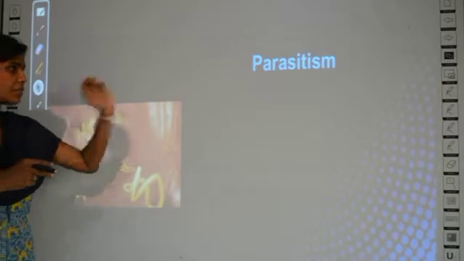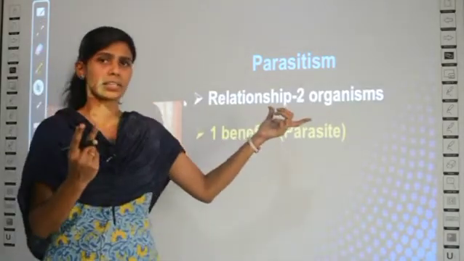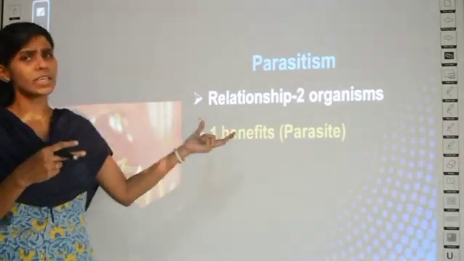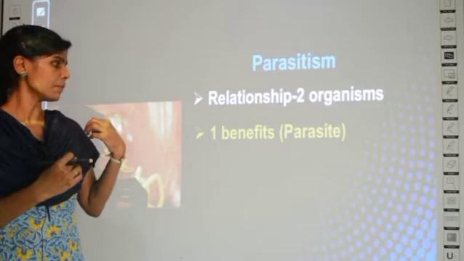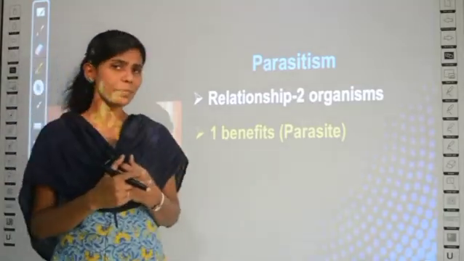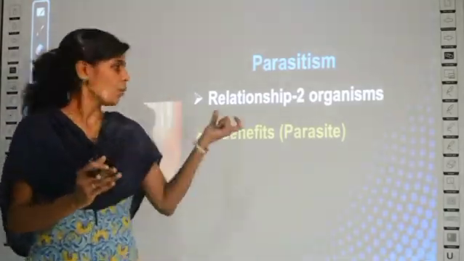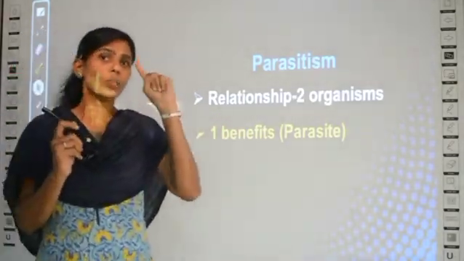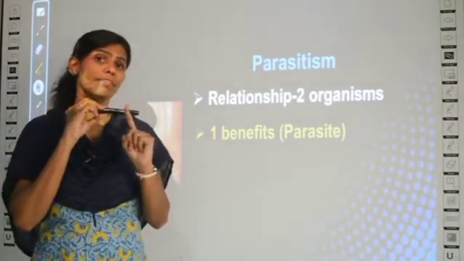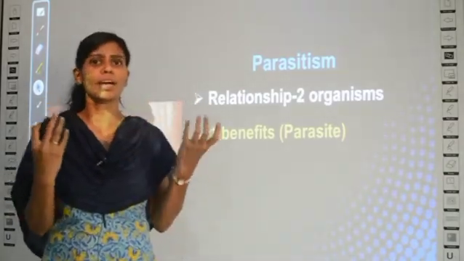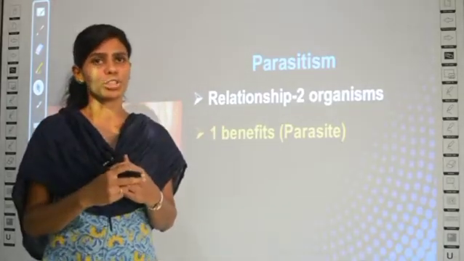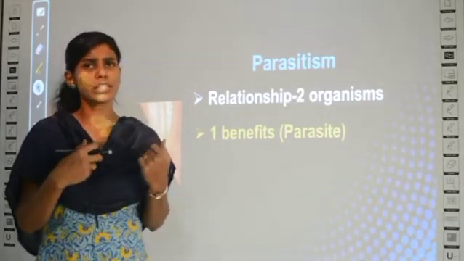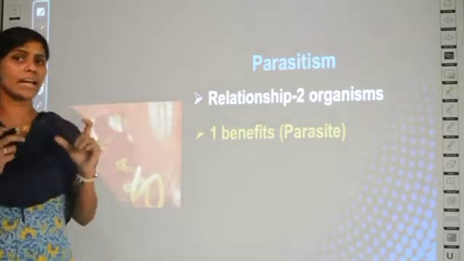What is parasitism? It is again a relationship between two organisms. Symbiosis also is a relationship between two organisms. Similarly, parasitism is also a relationship between two organisms. But in this relationship, one benefits. There are two organisms involved, and one organism out of the two will be benefited. Benefited means it will get some advantage. It is positive from this relationship. It benefits from this type of relationship. And the one which benefits is called the parasite.